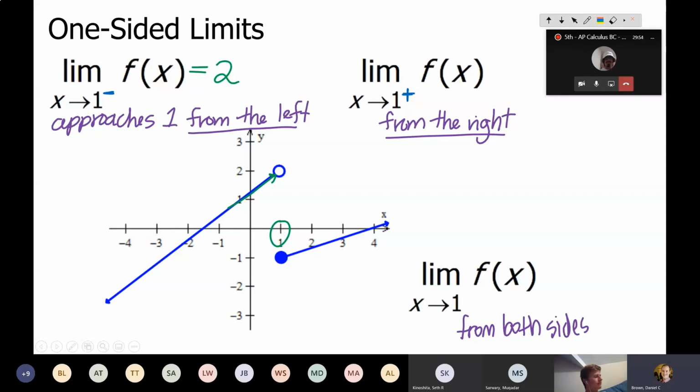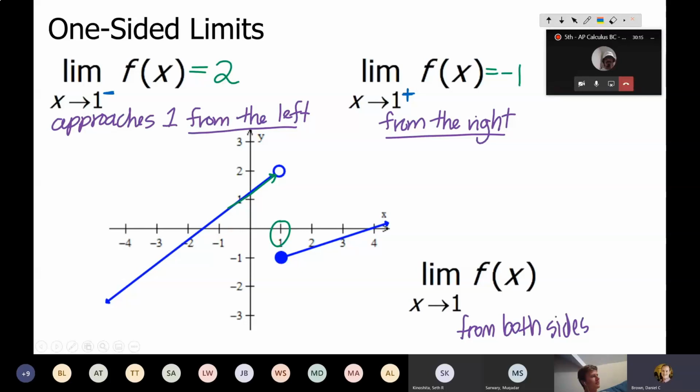Notice there's a hole there, but that doesn't matter with limits because we're talking about what it is approaching. So likewise, if I'm looking at the limit as x goes to 1 from the right-hand side, what are we going to say the limit from the right-hand side is equal to? -1. Easy enough. Coming in from the right-hand side, it's -1.